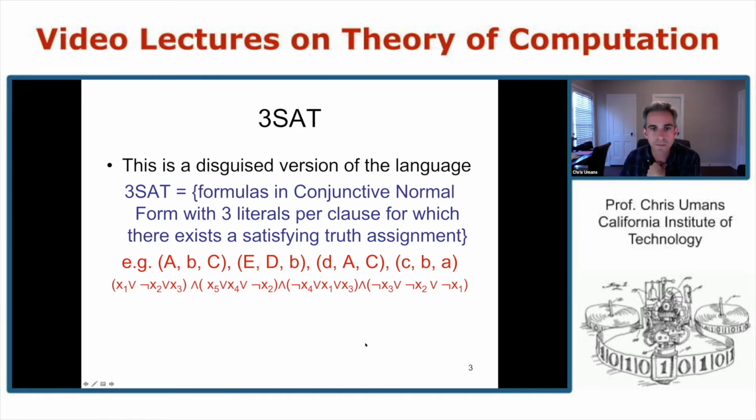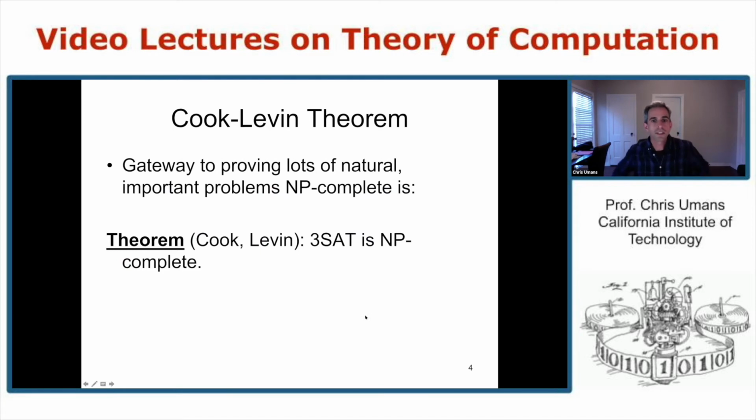So the Cook-Levin theorem, the topic of today's lecture, is the theorem that states that 3SAT is NP-complete. And I wrote that that's the gateway to proving lots of natural, important problems are NP-complete. That's because 3SAT has this puzzle flavor to it, which I tried to bring out, a combinatorial feeling that doesn't make explicit reference to computation in any way.